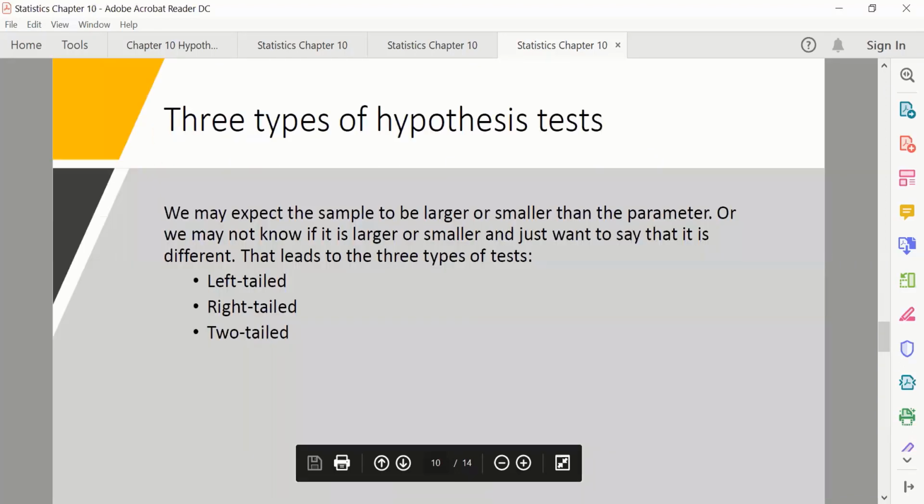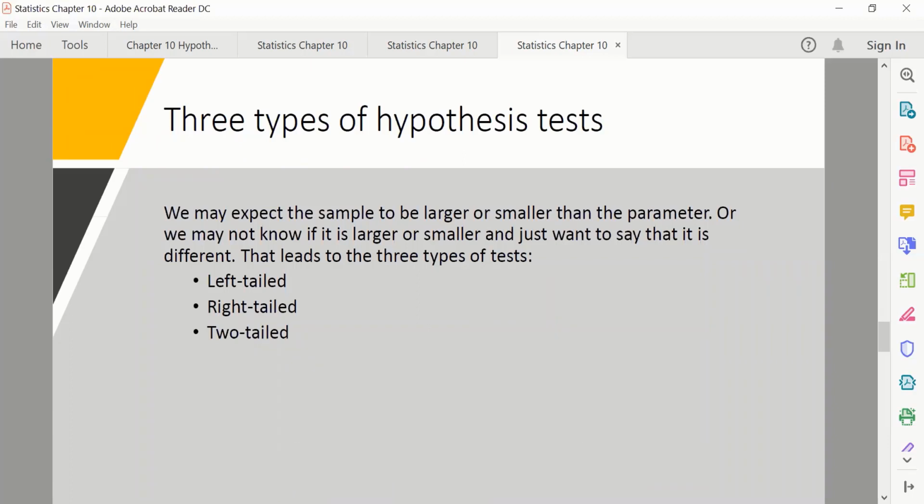So let's look at the 3 types of hypothesis tests. We may expect the sample to be larger or smaller than the parameter, or we may not know if it's larger or smaller, and we just want to say that it's different. This leads to 3 types of test: left-tailed, right-tailed, and two-tailed.